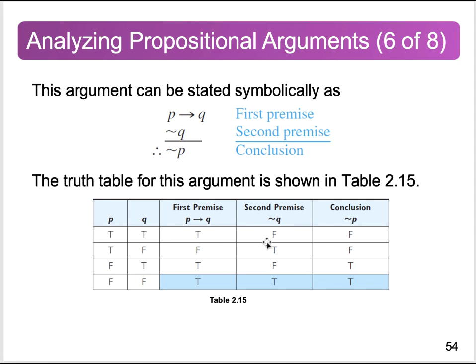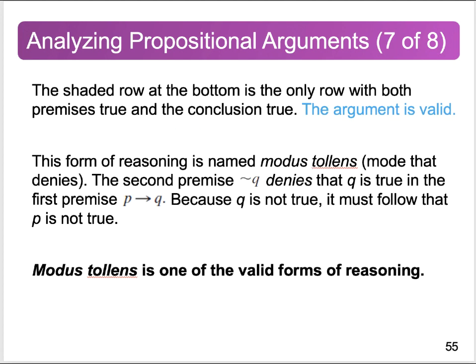Looking at the first premise, the only time that you had a true first and second premise is this last line. And here, our conclusion is not P. So what would not P be in this case? It would be a true statement since P in this situation is false. So here we have a valid argument because we have a true first premise, a true second premise, and a true conclusion. This is the modus tollens, which is a mode that denies. Anytime your second premise is not Q, you're going to have a valid form of reasoning.